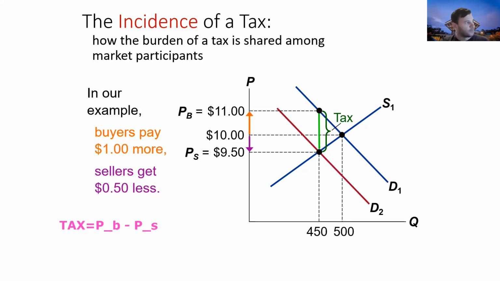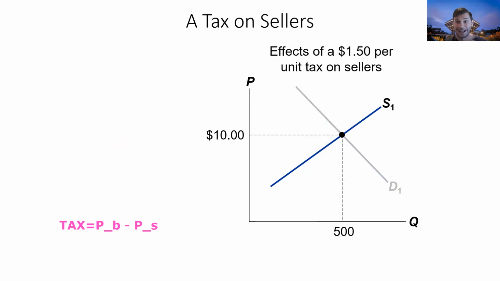What I would like to do for the moment is I want to come back and imagine instead of us taxing the buyers, we instead levy that same $1.50 tax on the sellers. Same size tax, but instead of the buyers paying it, which we argued reduced their marginal benefit, their willingness to pay, now we're going to force the sellers to pay it, which effectively is going to increase the sellers' what? For every unit.